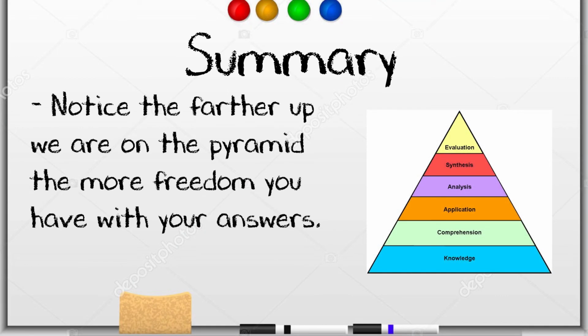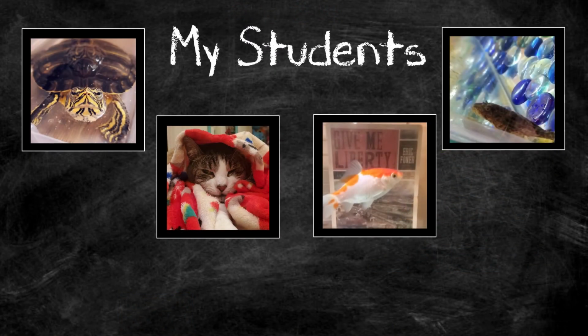An important thing to notice about these 6 question categories is that the farther we get, the more freedom you have with your answers. For the first 2 or 3 questions, there are some pretty clear right or wrong answers. But for our analysis question, which 2 of my students are most likely to be friends, you could answer correctly with any combination of 2 students as long as you had a good reason for it.